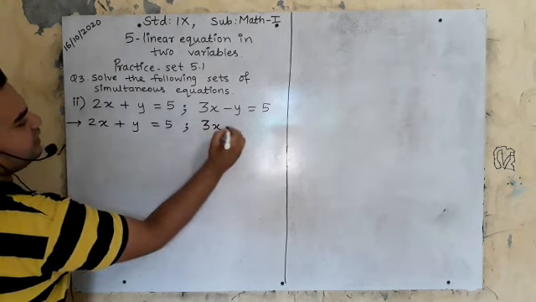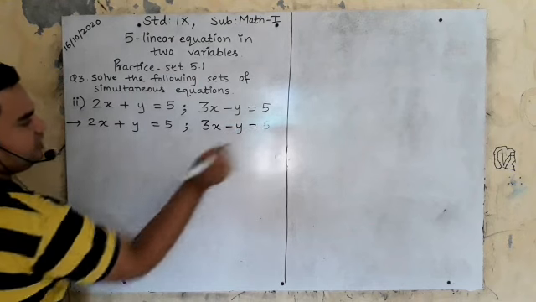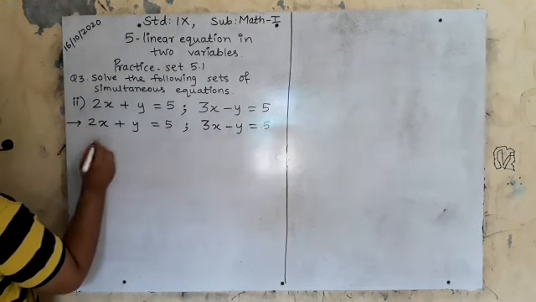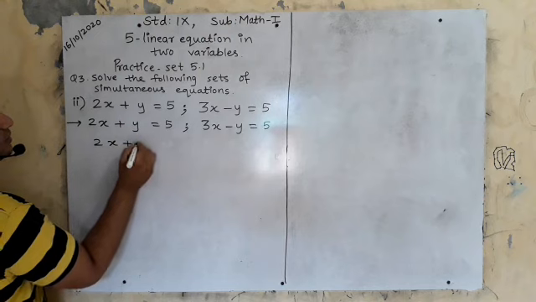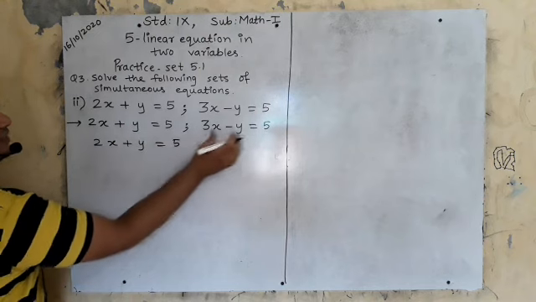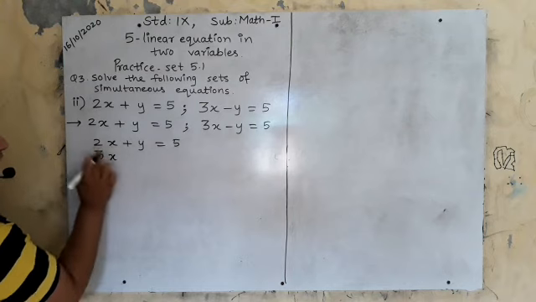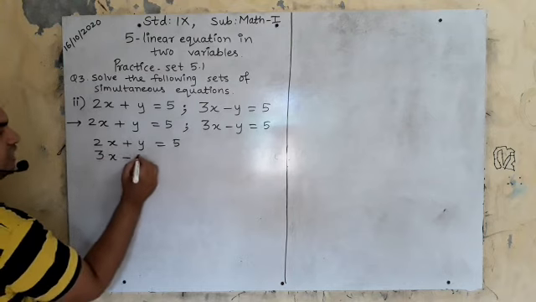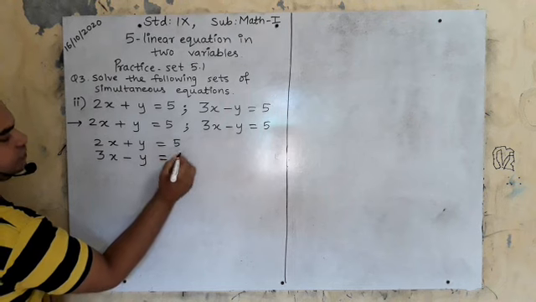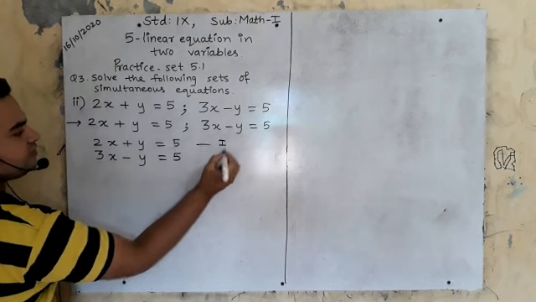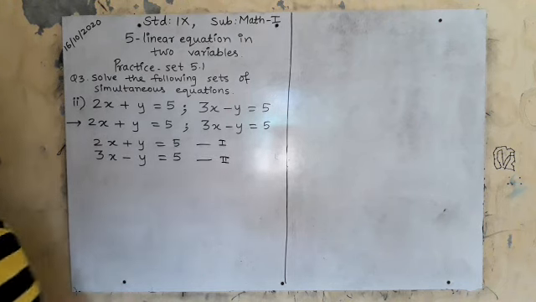Then the second one, 3x minus y is equals to 5. First you will write the first equation above, 2x plus y is equals to 5. The second equation you will write below here. See, x below x, coefficient below coefficient, it looks nice. Okay. So write it down like this only. So this is your first equation and this is your second equation.